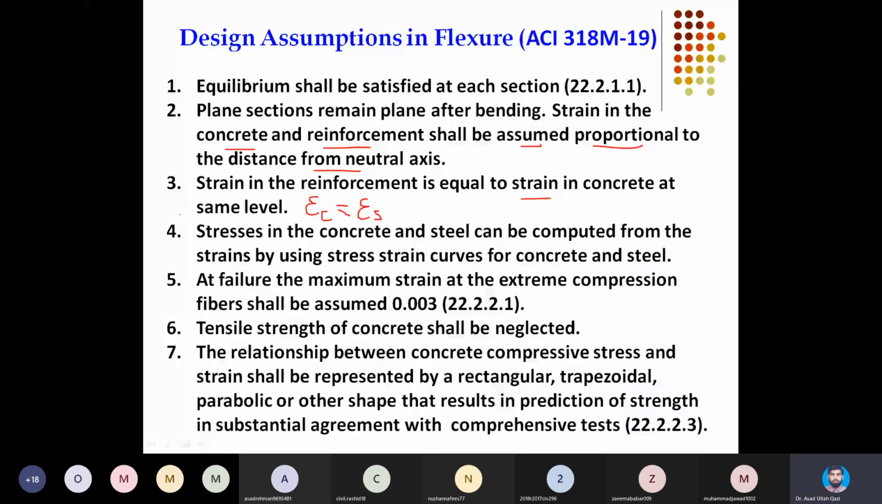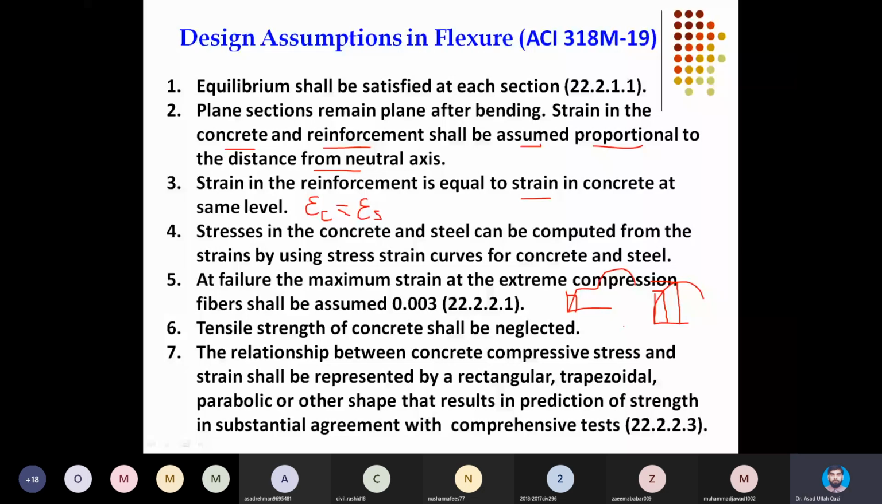And stresses in the concrete and steel can be computed from the strains by using stress strain curves for concrete and steel. This is understandable, that you have the stress strain curves for both materials. So if in an experiment you are recording the strains, corresponding to the strain you can measure the stress from the stress strain curve. If you know the stress strain curves, from strains you can get the corresponding stress.